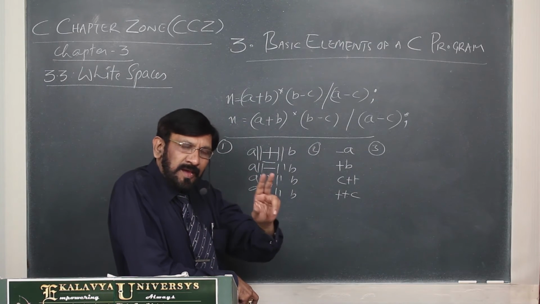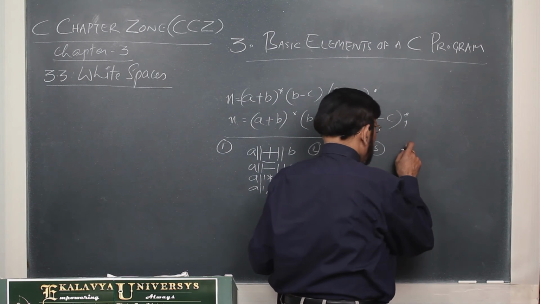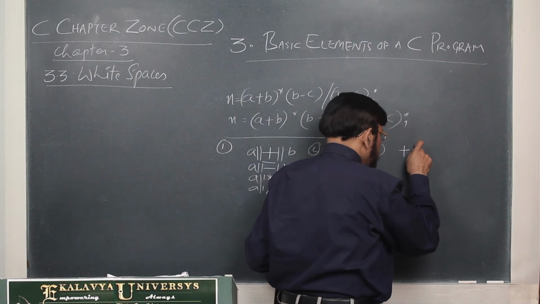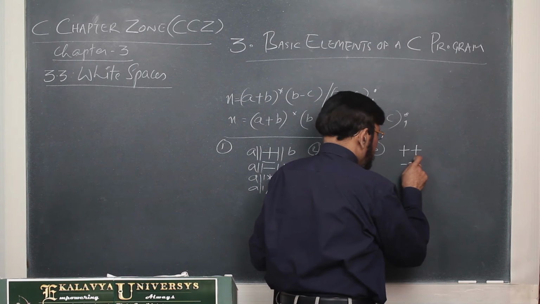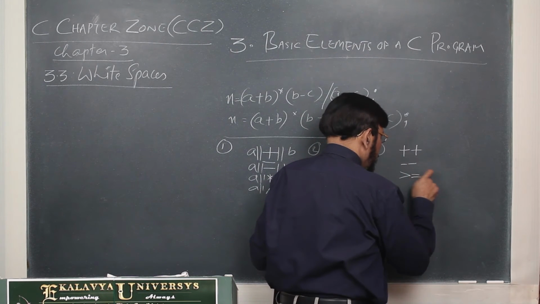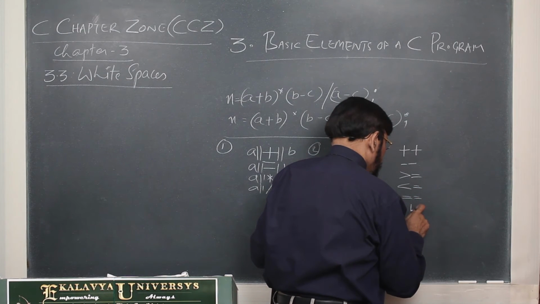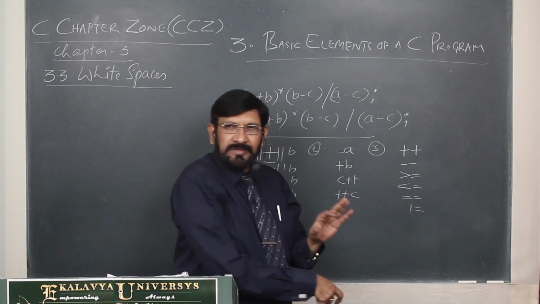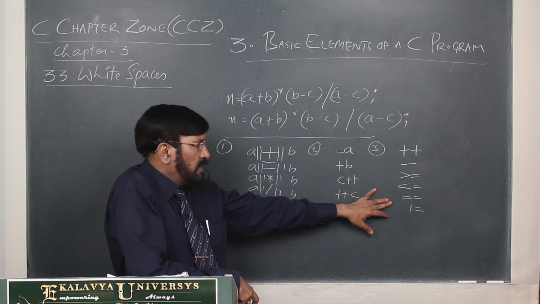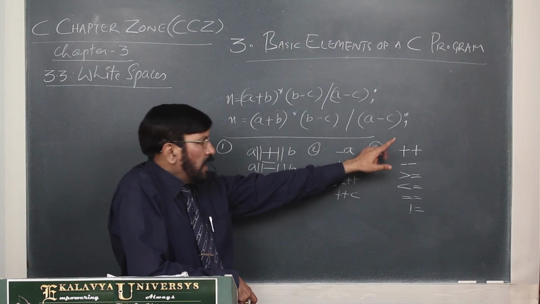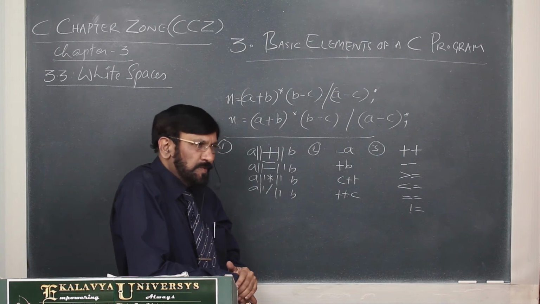And the third one, twin symbol operators. Certain operators have twin symbols, so double symbols. Whenever you are using such an operator, don't leave any space between the symbols. Plus plus, don't leave any space. Minus minus, greater than or equal to, less than or equal to, not equal to. Like that, certain twin symbols are there. Whenever you are writing these symbols, don't leave space. And this is unary, so don't leave space here. That also you must remember.